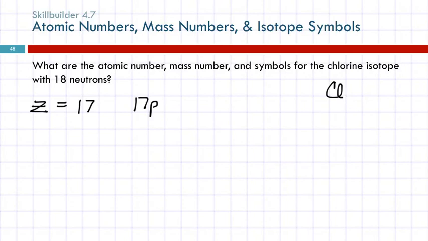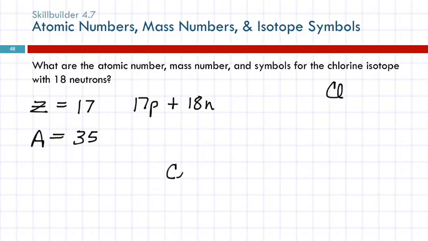The mass number, that's A. Mass number is protons plus neutrons. This has 17 protons. How many neutrons? 18. There's no way you can get that off the periodic table. We have to tell you. So add those together: 35. So the mass number is 35. And then it says symbols, plural. So there are 3 different ones we could write.